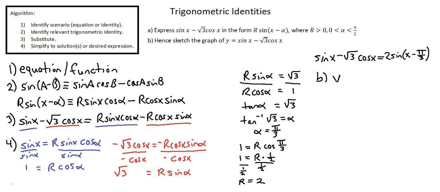Our application is going to be that we'll change the right side of the equation based on our work in requirement A. We know that sine x minus root 3 cosine x equals 2 sine x minus pi over 3. So now I'm going to graph 2 sine x minus pi over 3.